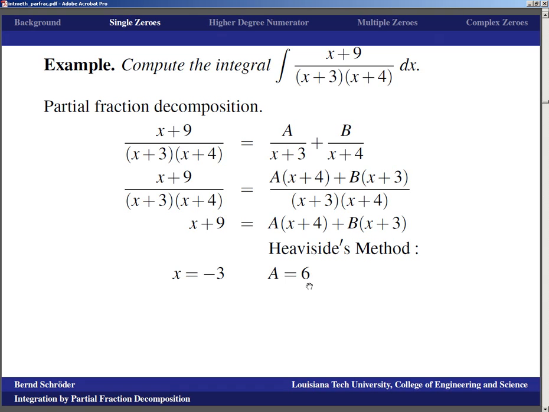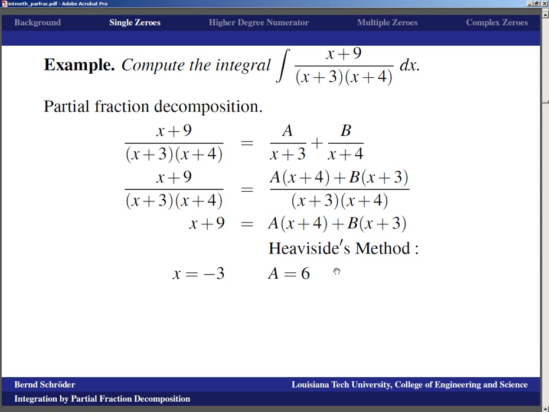How do I get that? Well, this is a mental substitution. Minus 3 means that the stuff with B goes away. X equals minus 3 gives me A times 1 here, and I get minus 3 plus 9 on the left side, so I get A equals 6. So this is very, very lucky, of course.